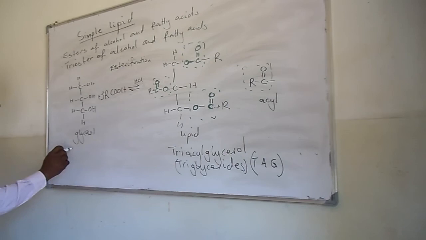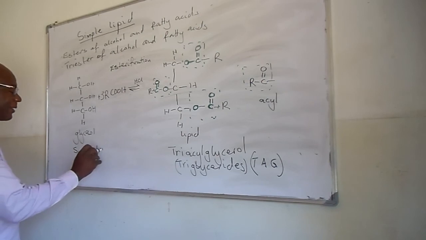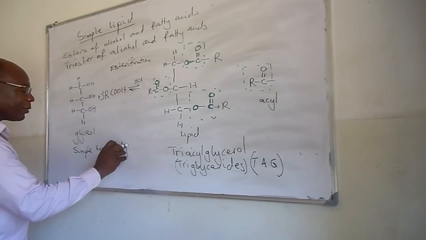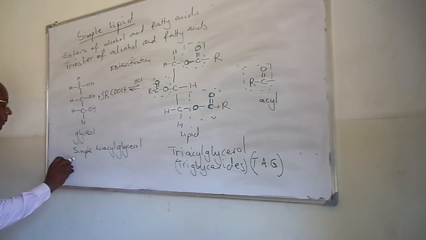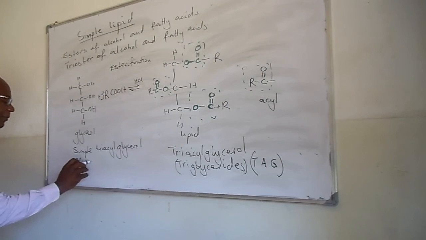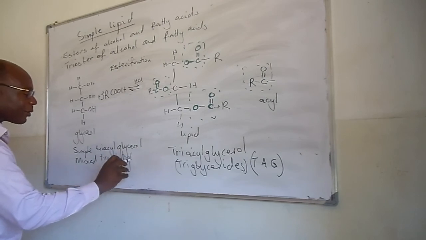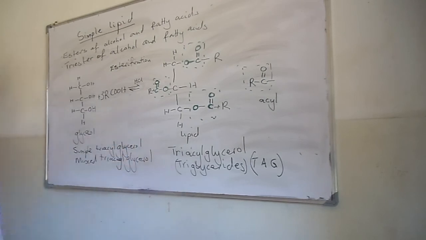We have what are called the simple triglycerides, simple triacylglycerols, and the mixed triacylglycerols. So we can divide simple lipids into two main groups: simple triacylglycerol and mixed triacylglycerols.